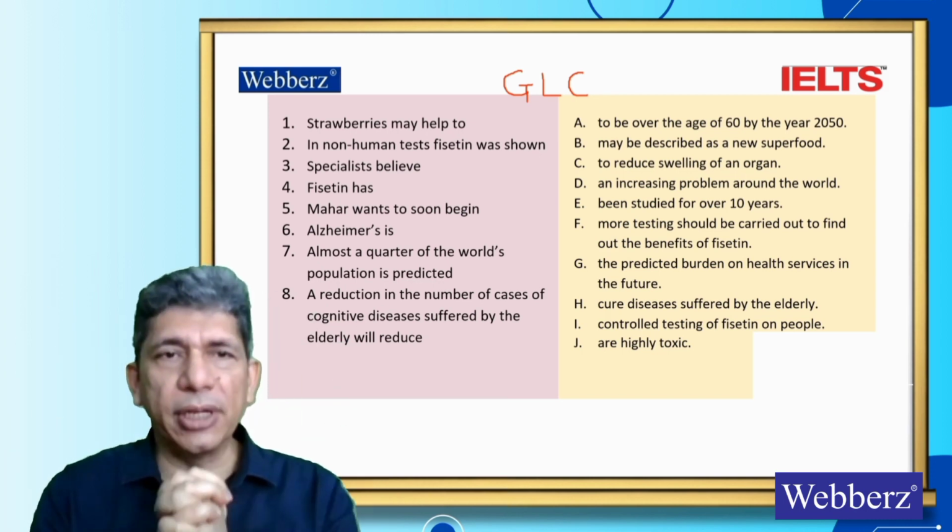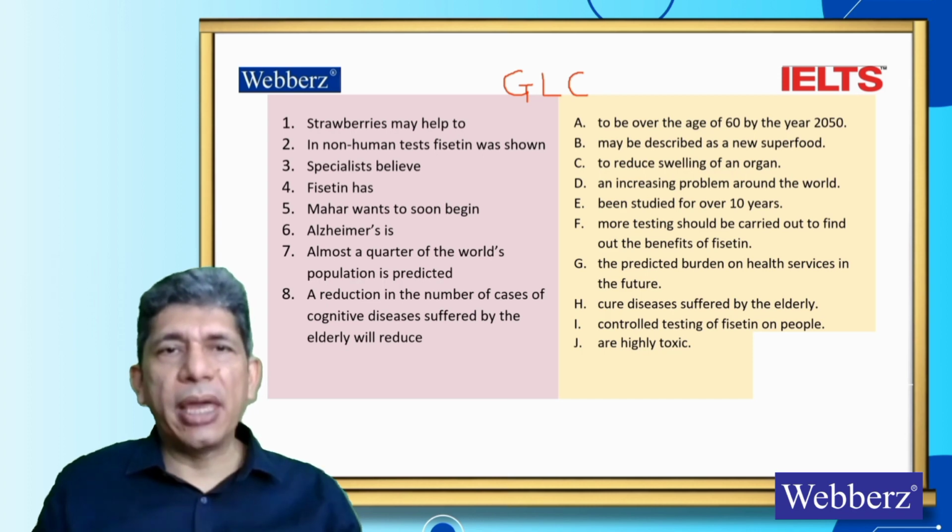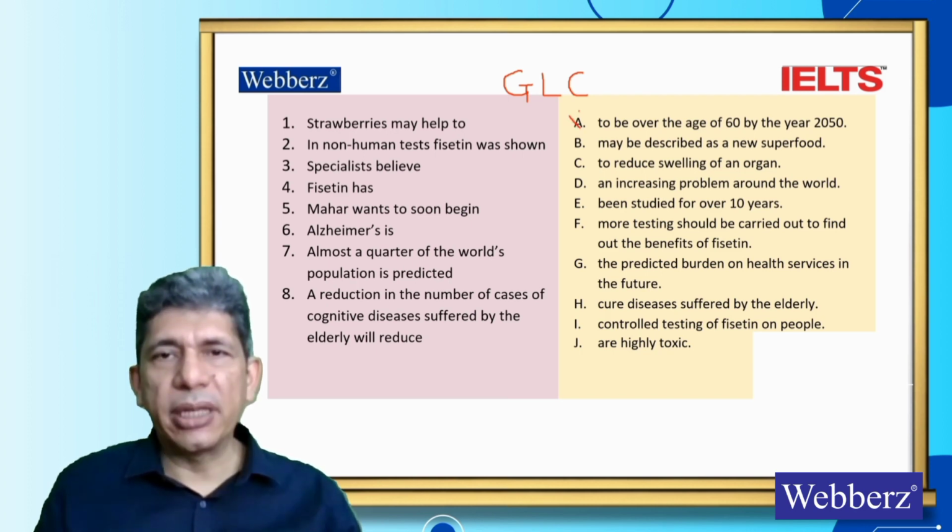So if I see first, strawberries may help to, number 1, A, to be over the age of 60 by 2050, not making sense. B, may be described as the new superfood, no. To reduce organ swelling, no. An increased problem around the world, no. Being studied over 10 years, no.